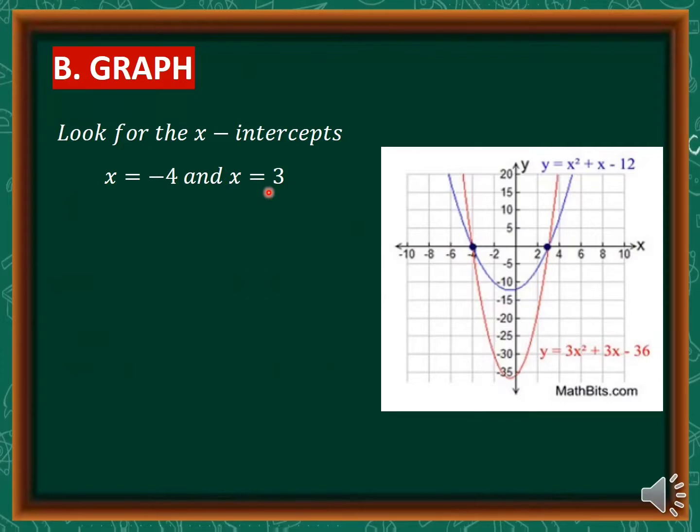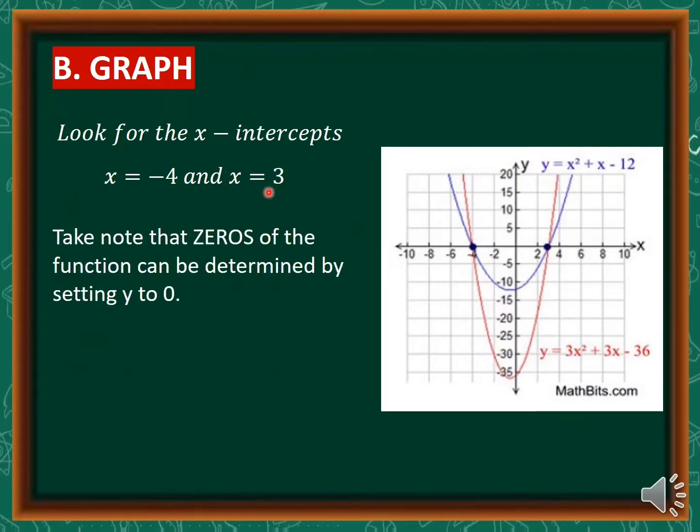Tama ba? Now, you have to take note that zeros of the function can be determined by setting y to 0. Ang zeros ng function ay makukuha natin by setting y to 0. So, therefore, that is the x-intercept. Kasi, if y is equal to 0, we have the x-intercept. Therefore, the zeros of the graph here are negative 4 and positive 3. Kapag nakuha na natin ang zeros, what will be our next step?